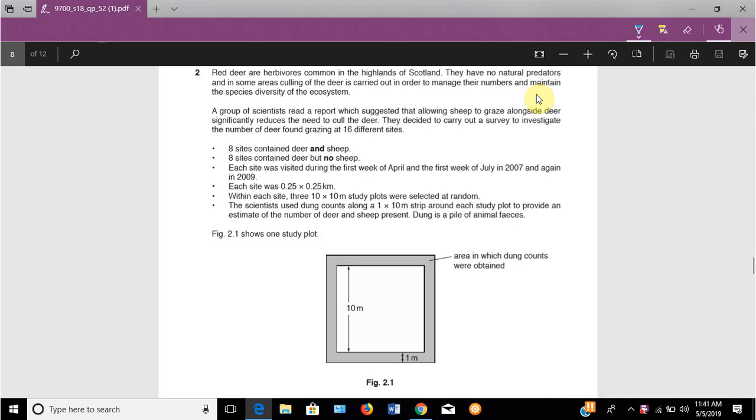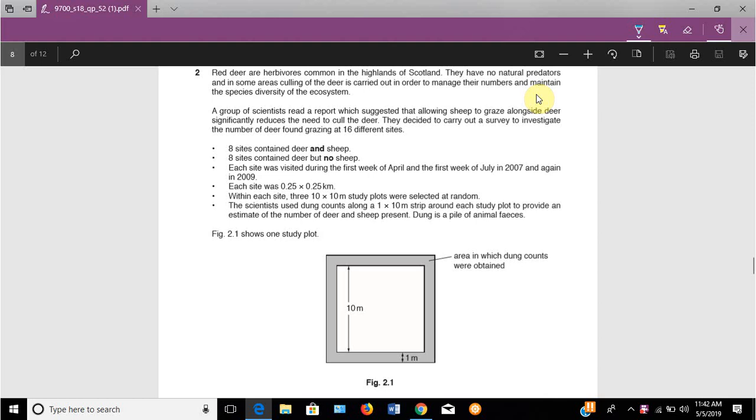Red deer are herbivores that are common in the highlands of Scotland, right? So they're herbivores and they're common in this particular region. They do not have any natural predators, right? And so in some areas, culling of the deer is carried out in order to manage their numbers and maintain the species diversity of the ecosystem.